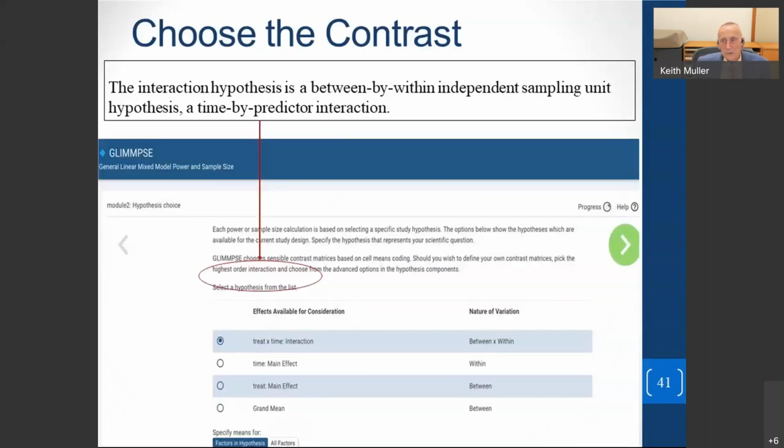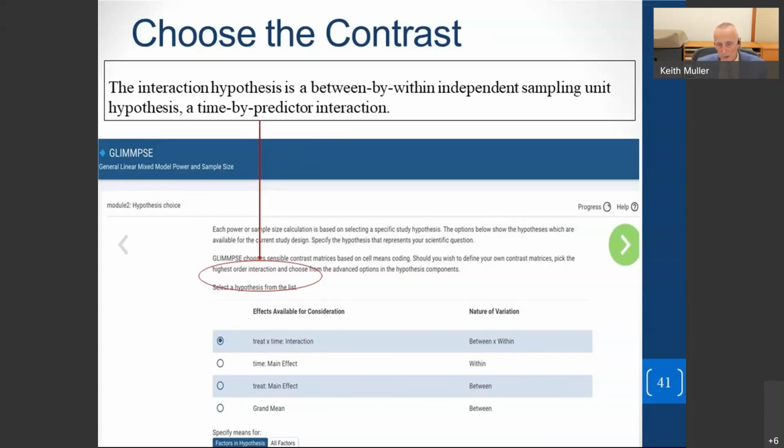We choose the contrast. And when one defines a repeated measures design with one between group factor, which is treatment versus control, and one within person factor, which is time, actually had 3 times and 2 groups, then the natural, most complex hypothesis is the time by treatment interaction.